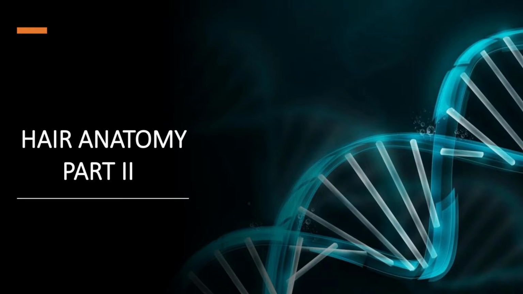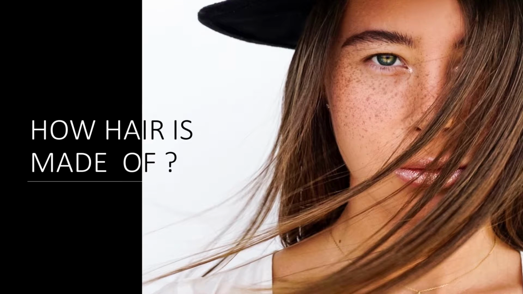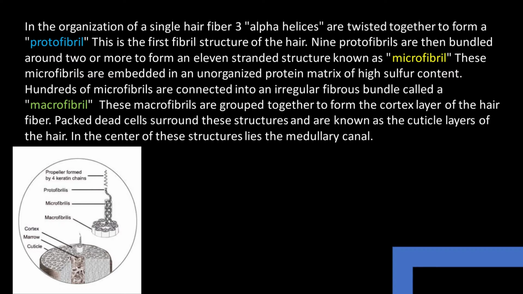Hair Anatomy Part 2. What hair is made of. In the organization of a single hair fiber, 3 alpha helices are twisted together to form a protofibril. This is the first fibril structure of the hair. 9 protofibrils are then bundled around 2 or more to form an 11-stranded structure known as a microfibril.